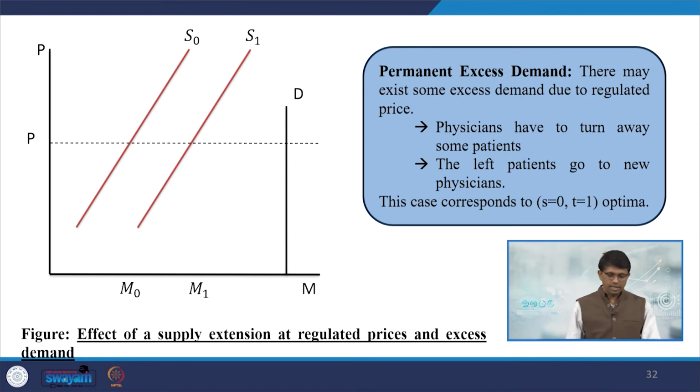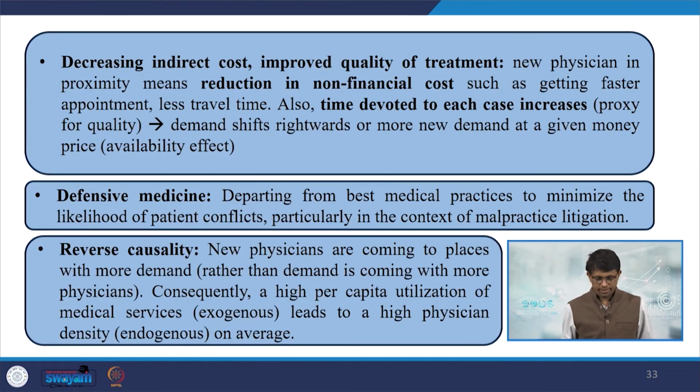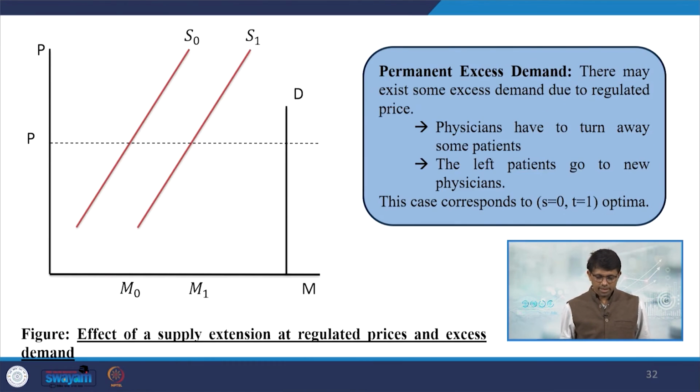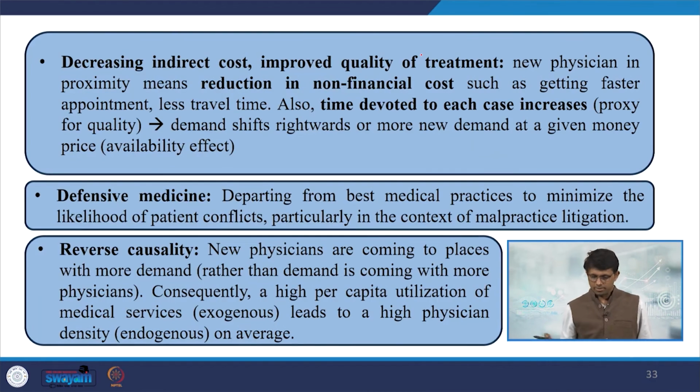So, this is basically the effect of a supply extension at regulated price and excess demand. When excess demand is there, the supply curve has the tendency to actually reach that level, since demand is already there. That is why it is called permanent excess demand, and it is largely affected by a number of reasons.